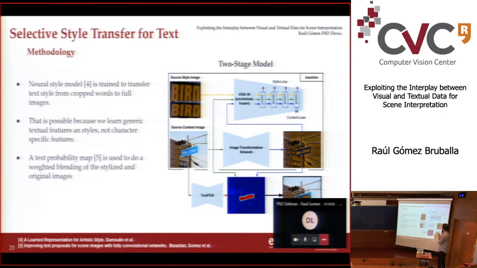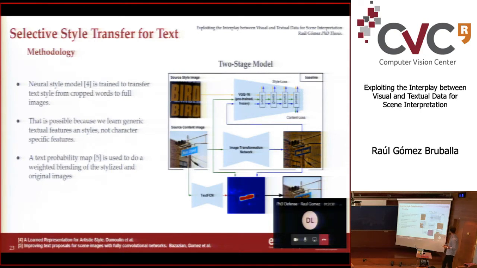That means that we want to generate an image that has the same content, which applied to text means the text transcription, as the source content image, but with the style, which applied to text means the shape of the letters, the colors, the kind of stroke it has, of a source style image. And this works by training an image transformation network to generate an image that shares high-level features with the source content image and low and mid-level features with the source style image.